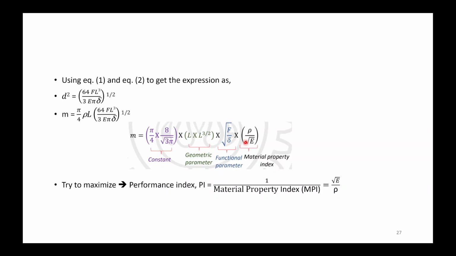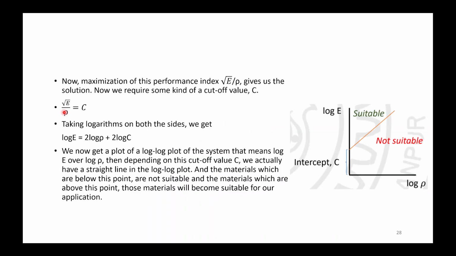We have to minimize this thing, which means we have to maximize the performance index. The performance index will be the inverse of the material property index, so it will be root E upon rho. Maximization of this performance index gives us the solution. Now we require a cutoff value, an intercept C. For root E upon rho we take a certain intercept and draw a line. Above this line you will find suitable materials, and below it the materials won't be suitable.